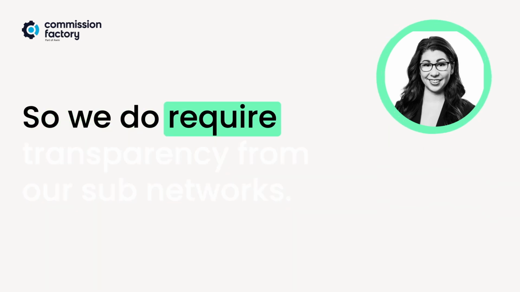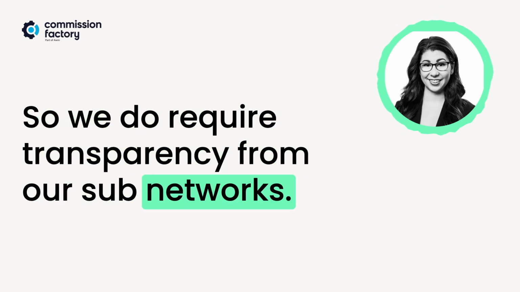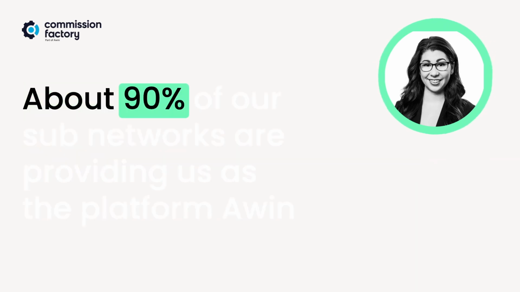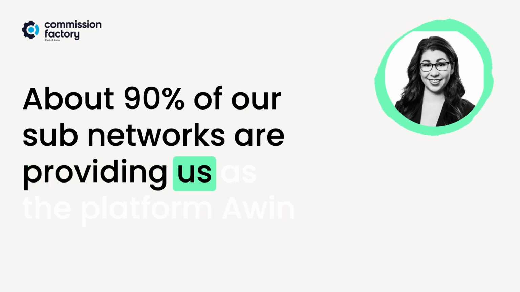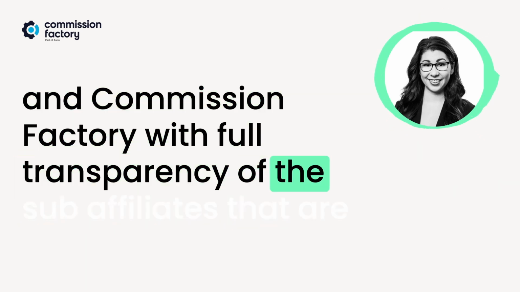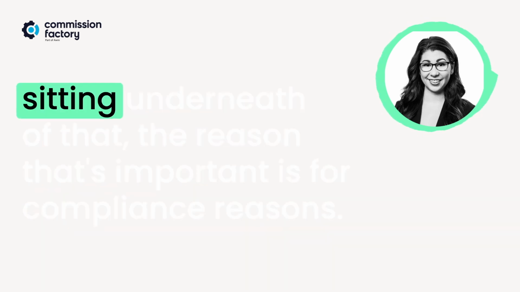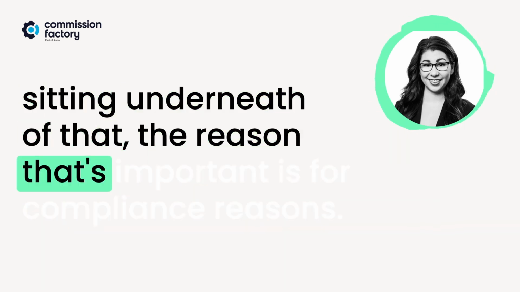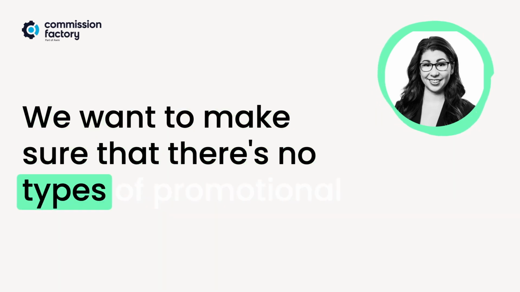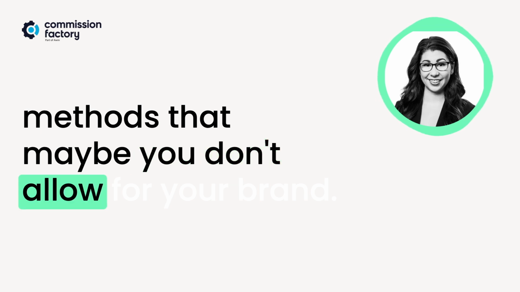So we do require transparency from our subnetworks. I think we're working on 100% transparency. We already have about 90% of our subnetworks providing us, as the platform, AWIN and Commission Factory, with full transparency of the sub affiliates that are sitting underneath. The reason that's important is for compliance reasons. We want to make sure that there are no promotional methods that you don't allow for your brand.